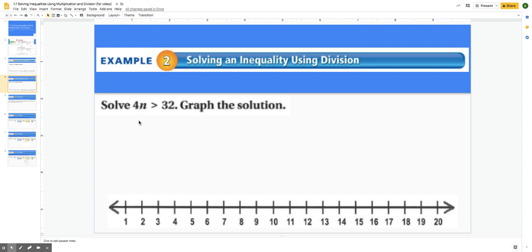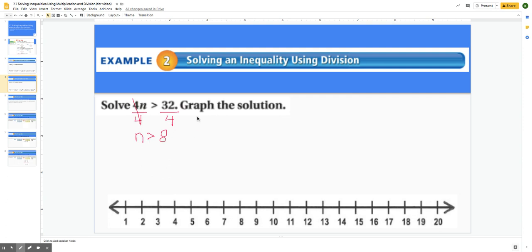Next, we're going to look at the inequality 4n is greater than 32. Since n is currently being multiplied by 4, we want to show that we're going to divide by 4 on the left side and by 4 on the right side. The 4's cancel out and we're left with n. 32 divided by 4 gives us 8. And then again, we recopy that inequality symbol to show that the solution is that n can be anything greater than 8.